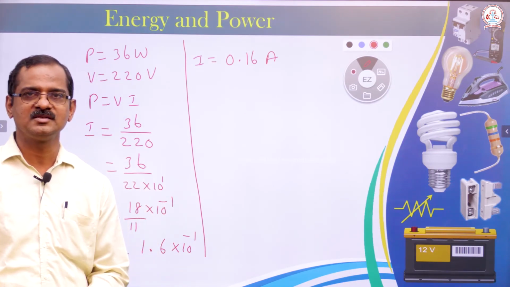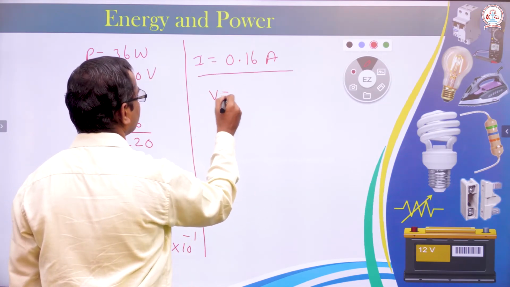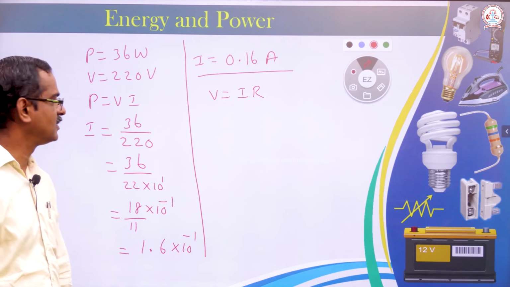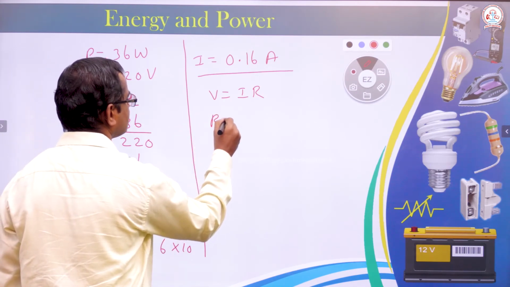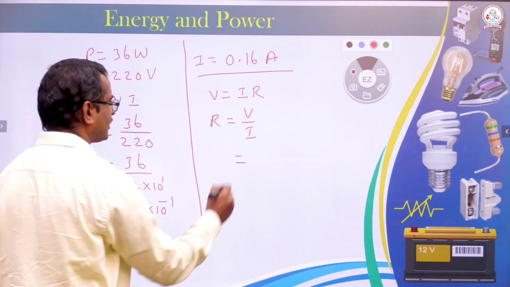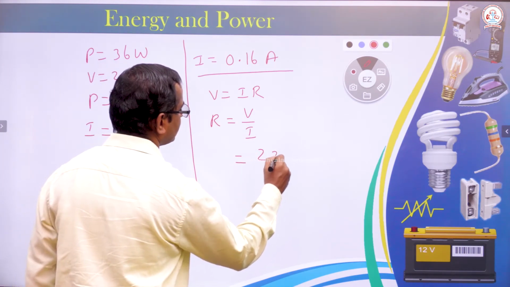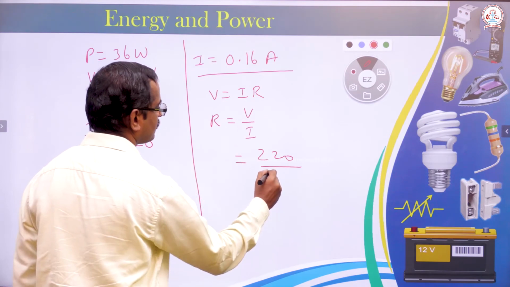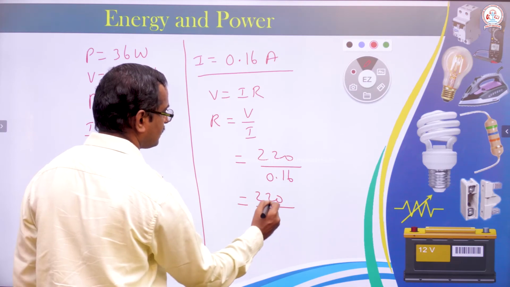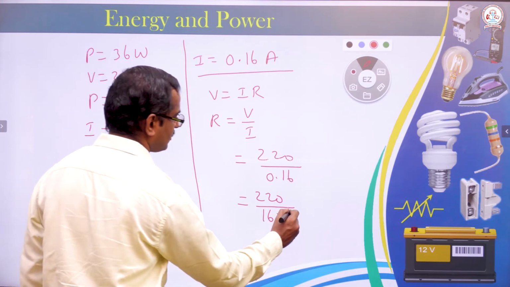You can find out the resistance also. What is the resistance of the bulb? Ohm's law, V equal to I into R. Resistance R is equal to V divided by I. What is the voltage here? It is 220 volt, divided by 0.16 ampere. That is equal to 220 divided by 16 into 10 power minus 2.